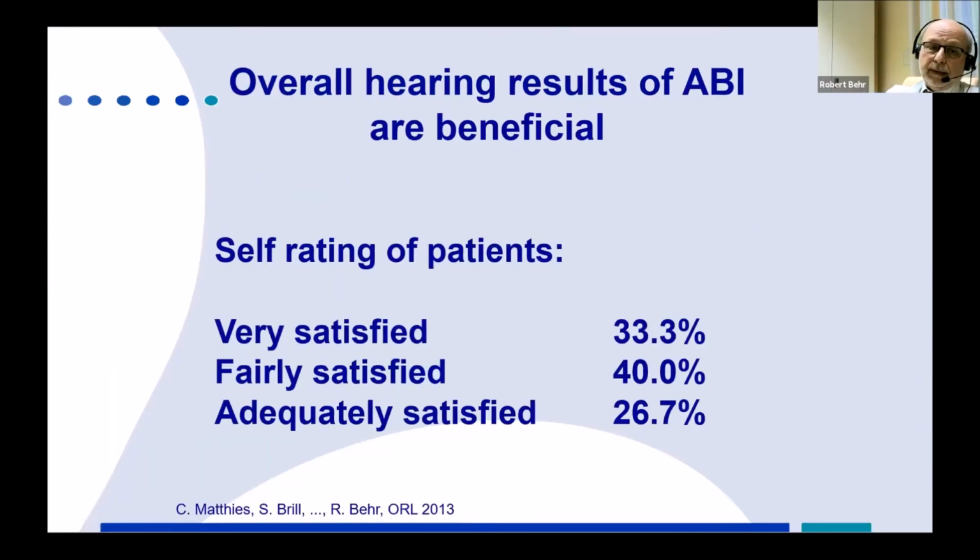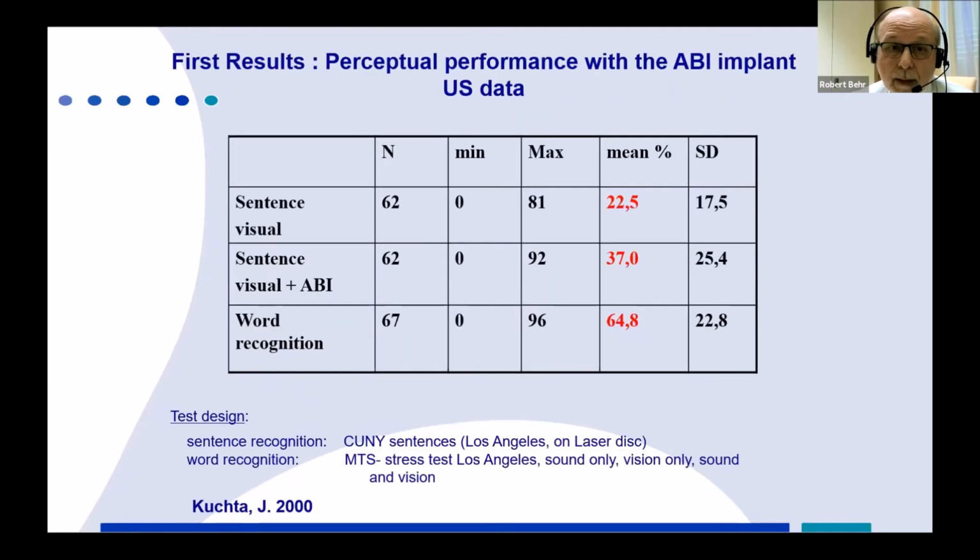So what do the patients say? In a study in 2013, we investigated this, and what we found is that around 1/3 of the patients is very satisfied with this. These are NF2 patients, I must say. 1/3 are very satisfied, around 40% are fairly satisfied, and 26%, 1/4, you can say, is adequately satisfied. So it is well appreciated by the patients, and I only know a few patients, really not a handful, who are non-users.